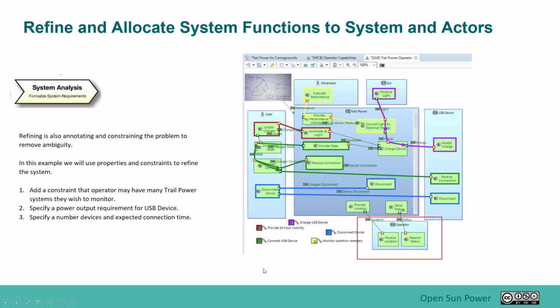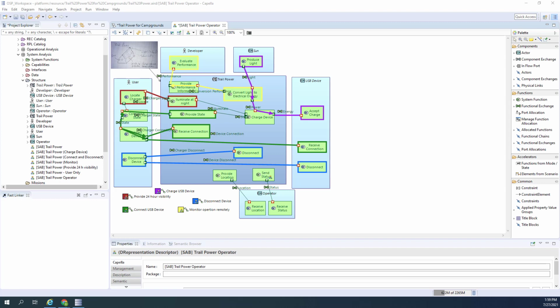So for instance, we might want to add a little more detail to the model. So this is what we have currently, but we may want to add a constraint that the operator may have many trail power systems they wish to monitor. They want to specify the power requirements of the USB beta device, or they might want to specify the number of devices and expected connection time, just to give them more details so that the person who's actually going to go and design, pick the components and design a solution has something to work with and constrain the design and the architecture of that design. So we can do that with the model also, so we can add that type of capabilities to it.